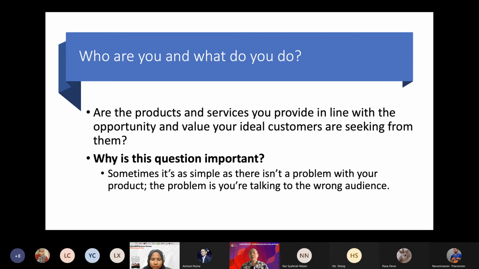Okay, so this question is very important because sometimes you are targeting the wrong audience. When you target the wrong audience, of course they always say, I like this, I like that, because whatever you design, they will never like your design because they are not your customer. Okay, so that's why the most important thing is that your product, when you introduce it, has to be in line with the value or the opportunity out there, what the customer is looking after.